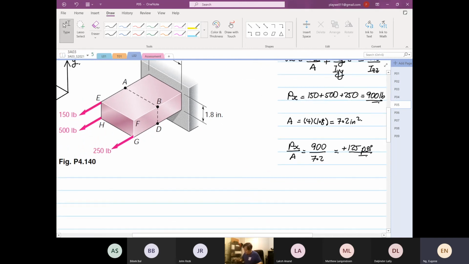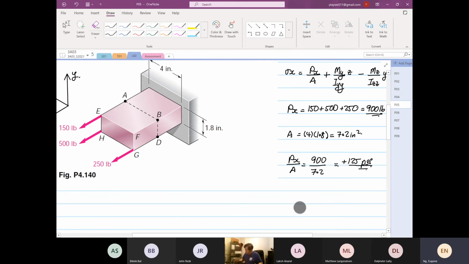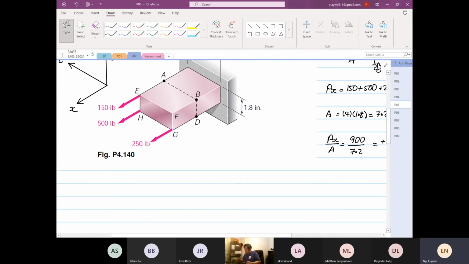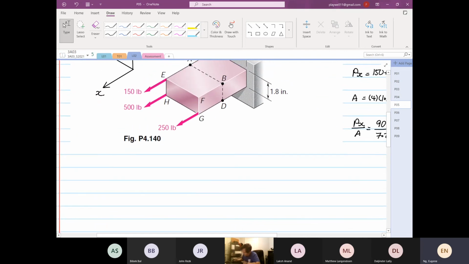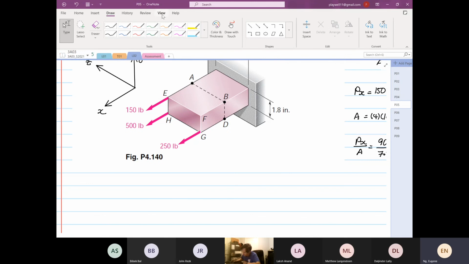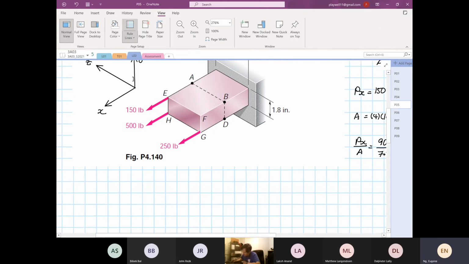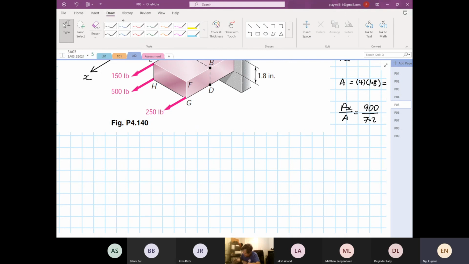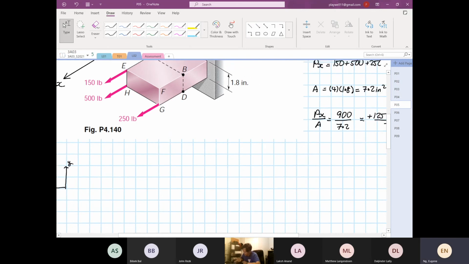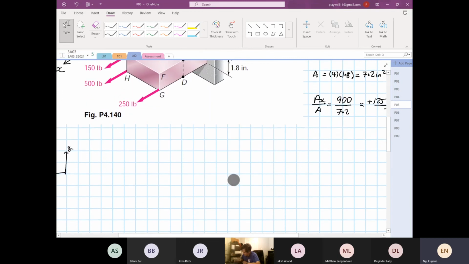Next we have to look for the moment about Y and the moment about Z. The best thing to do for this is by looking at the front view. So we are going to look at Y and Z. This is my Y and this is our Z. So we're going to look at the front.